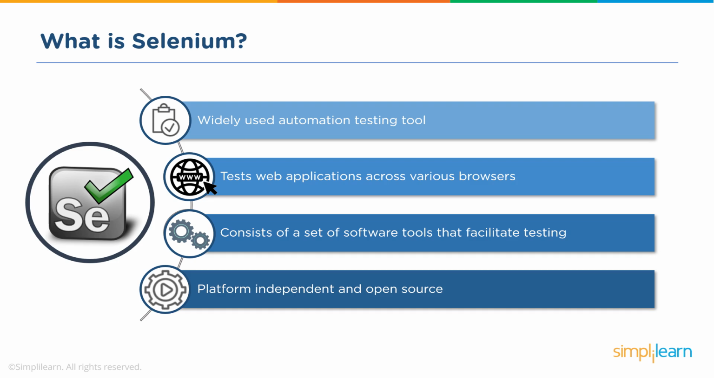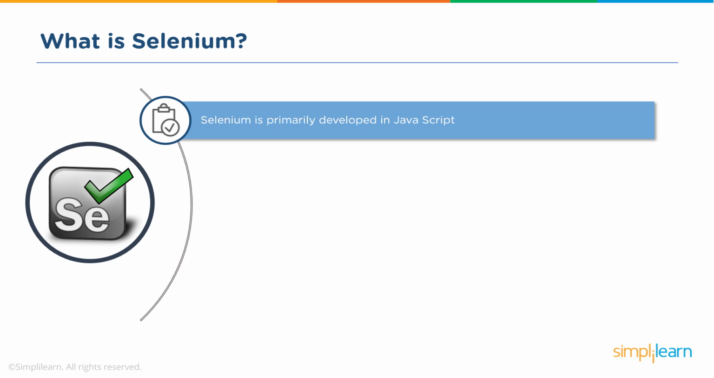So Selenium is open source and it is platform independent. This is the biggest reason why people prefer this tool, because it is free of cost. QTP and RFT, which I just talked about, are chargeable. Selenium scripts can run on any platform because Selenium is primarily developed in JavaScript. So it is platform independent.